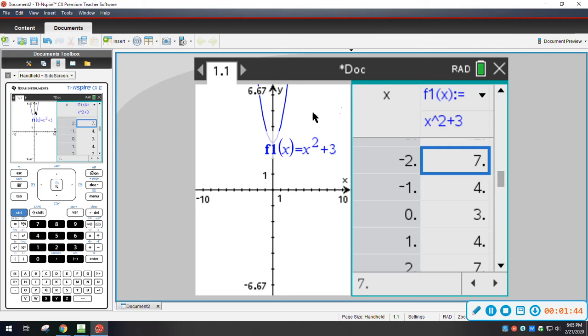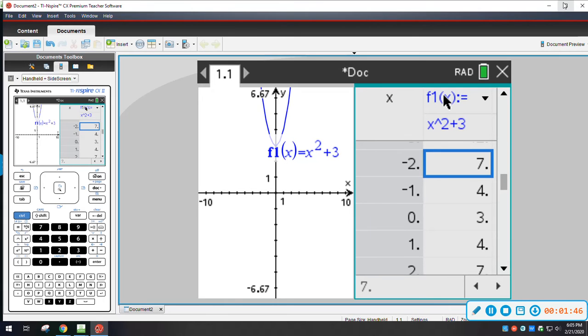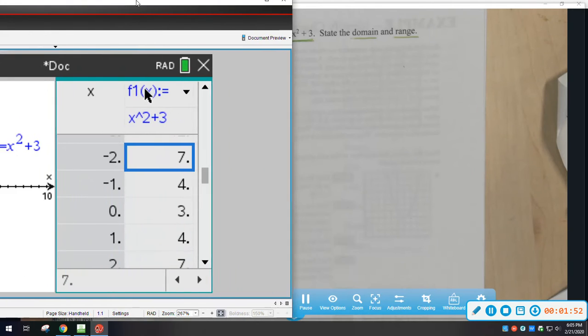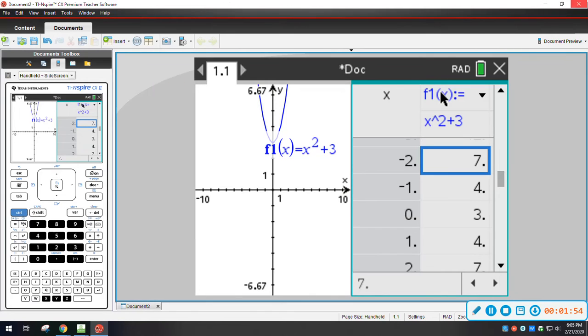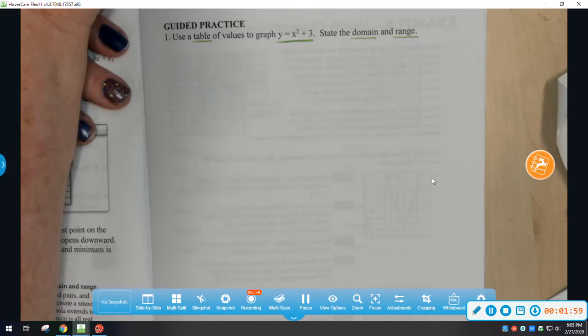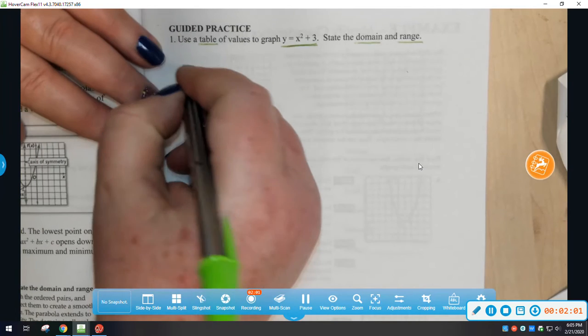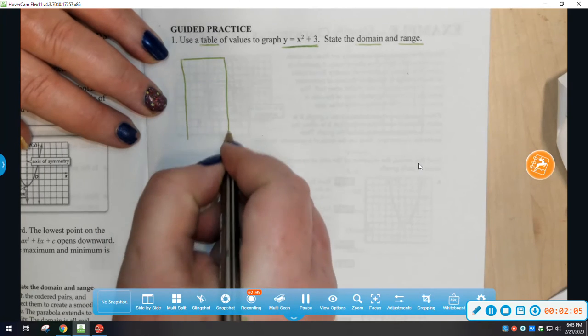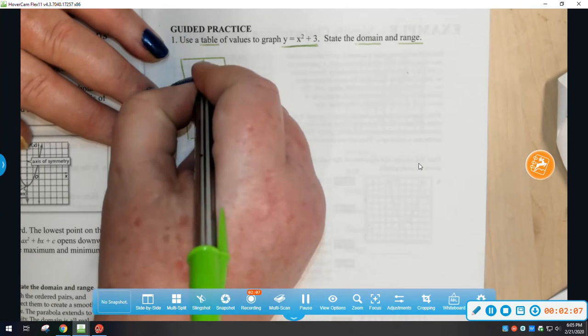So let's see if I can, I want to have, can I not do that? I was trying to minimize this, but I want it to go all the way away. All right, well, I guess I'll have to make it go all the way away. Let's draw a little table. Super old school here.